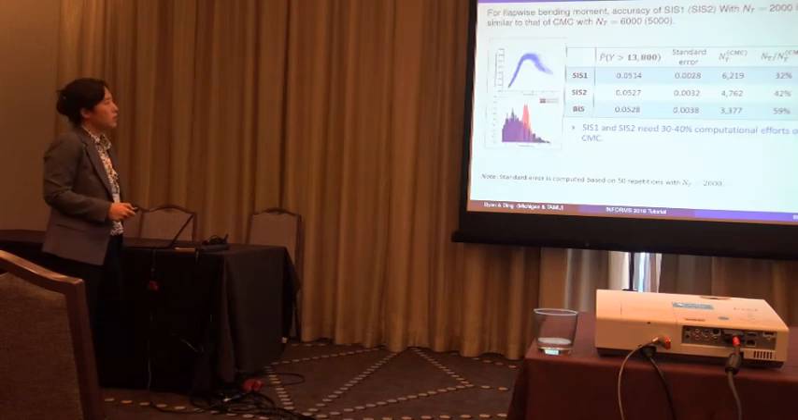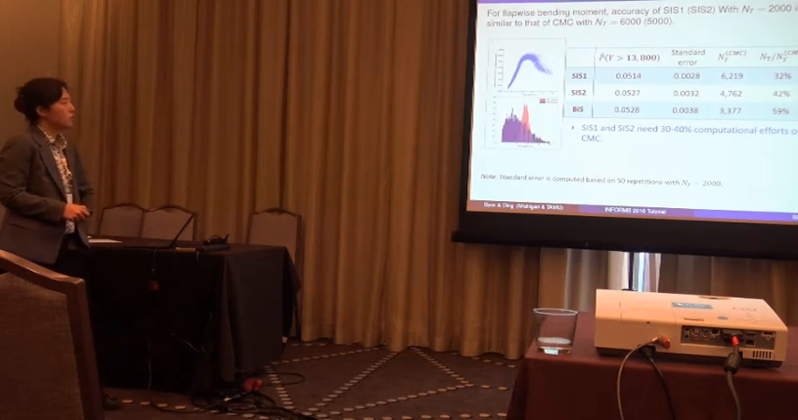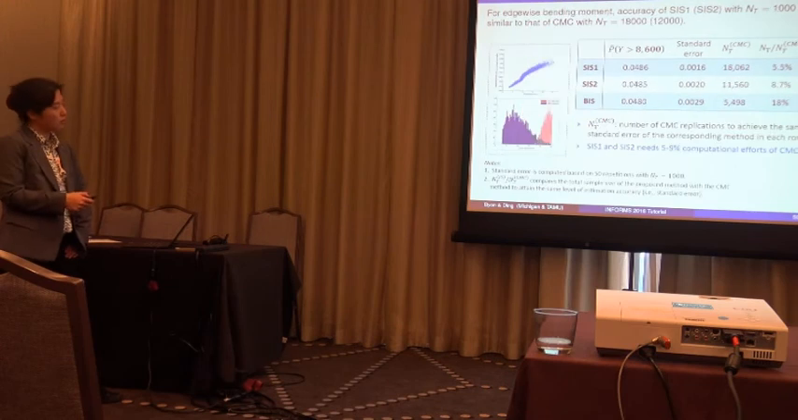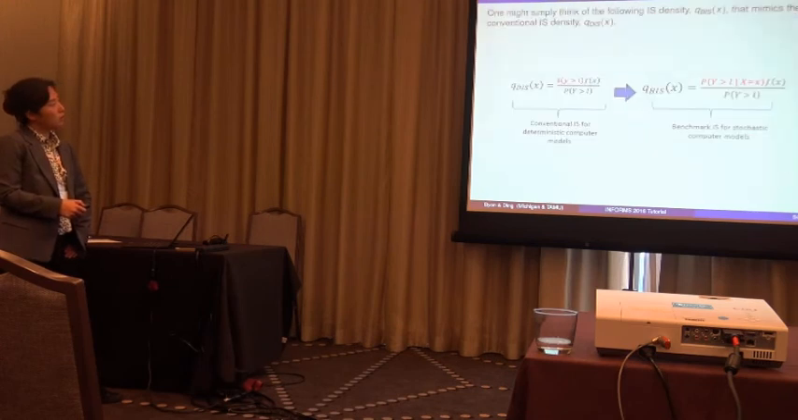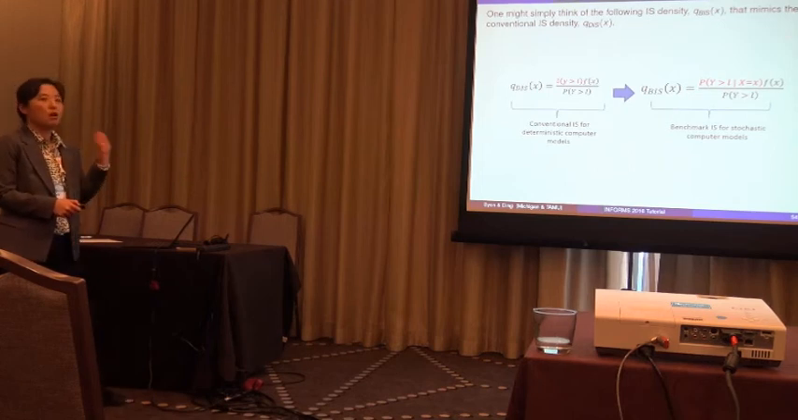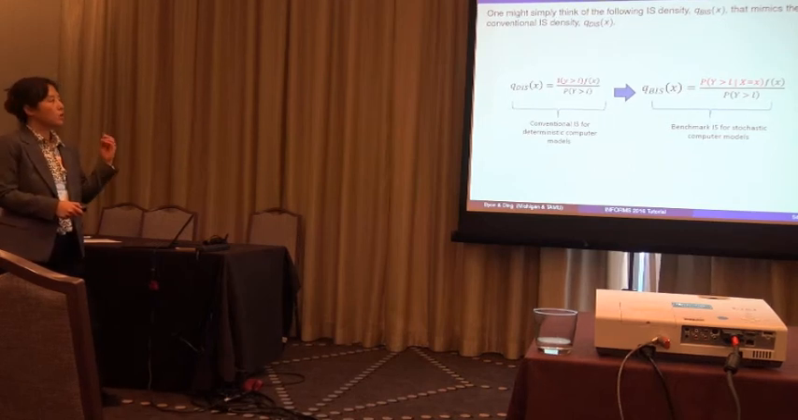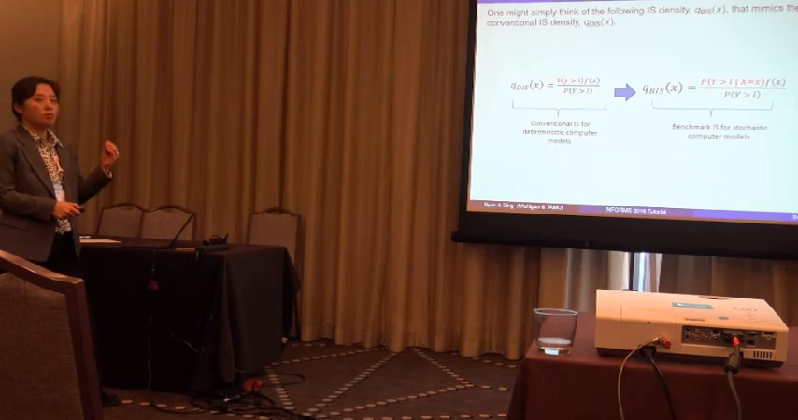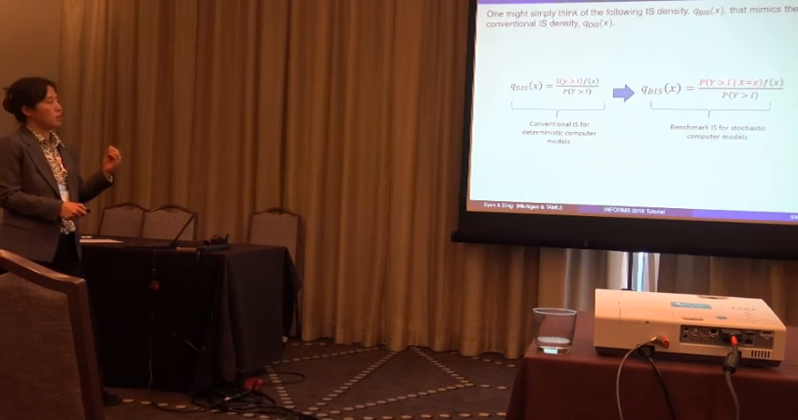Here we have this question: the benchmarking importance sampling density. This benchmarking importance sampling density also takes care of the output y. So it focuses on the high failure probability area because this is proportional to this conditional failure probability.